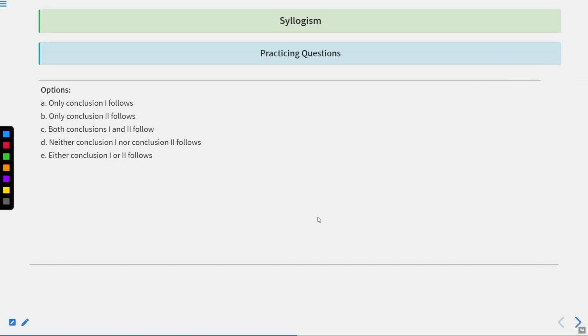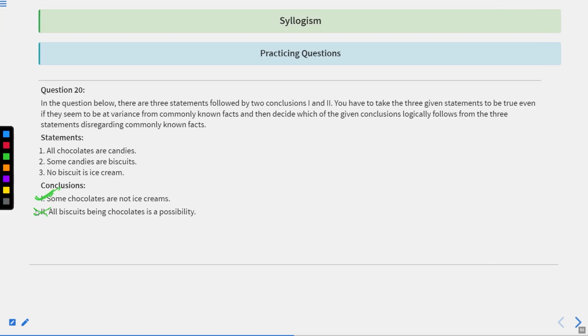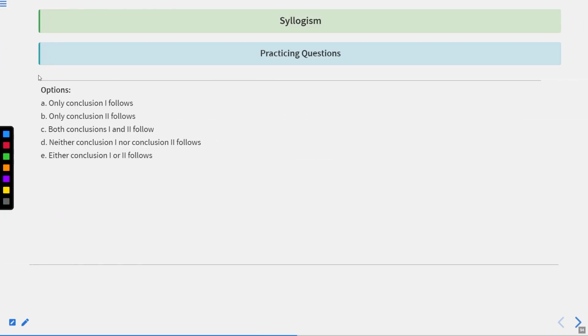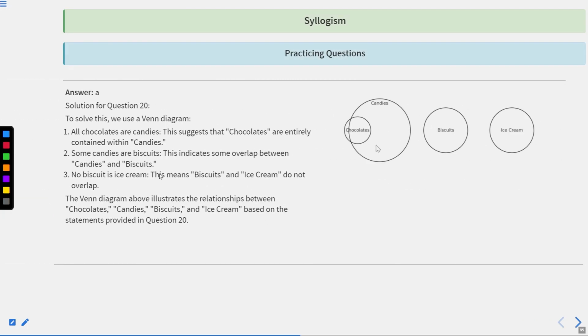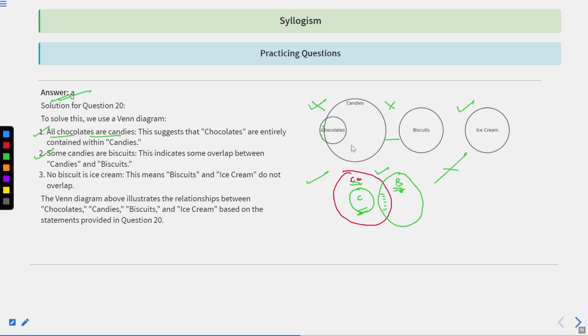Therefore, only the first statement is correct. The second statement doesn't seem to be correct. The correct answer would be only conclusion 1 follows. And this is the right answer that has been enumerated under question 20 also.